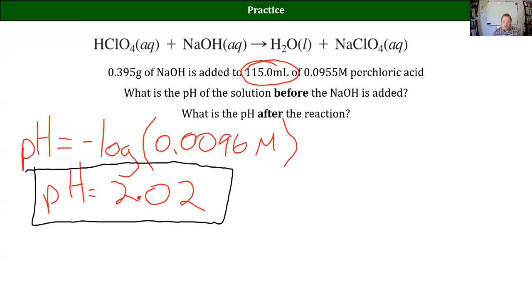Any questions on pH problems at this point? Everybody's starting to feel okay about the process, even if getting to the right answer still is tricky. The process at least should make sense when you frame it right. It's all about excess reactant for these neutralization reactions. We just need the concentration of the excess reactant in order to get to the pH. Pausing for a second in case any questions show up.